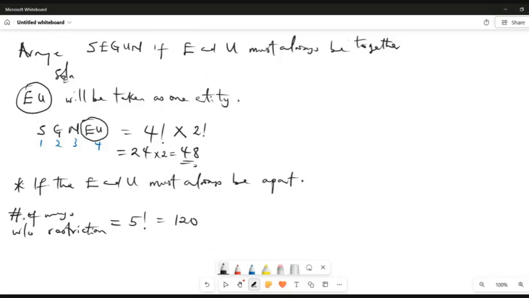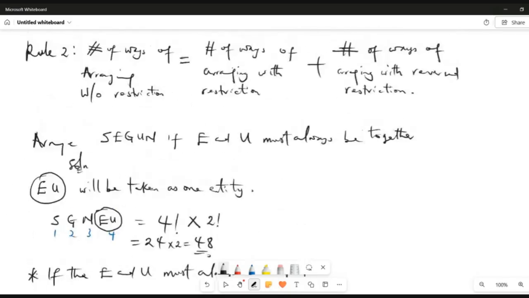So now the number of ways without restriction of arranging Shegun is 120. So the number of ways that we are now looking for, if E and U are apart, is going to be 120 minus 48. Where is this 120 coming from? It's coming from the number of ways of arranging without restriction. The 48 is coming from the number of ways of arranging when they are always together. And we said when they are, look at it again.